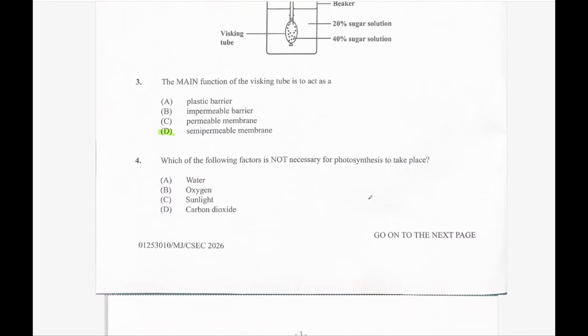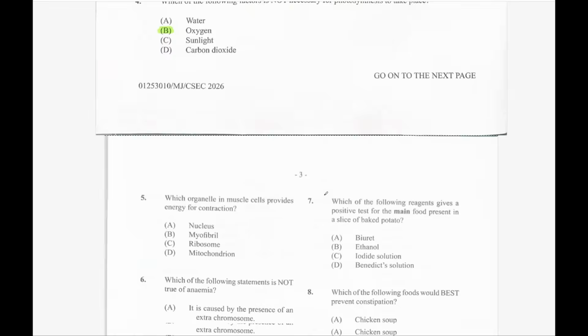Which of the following factors is not necessary for photosynthesis to take place? Oxygen is not a reactant for photosynthesis. It's in fact a product. So B is the answer.